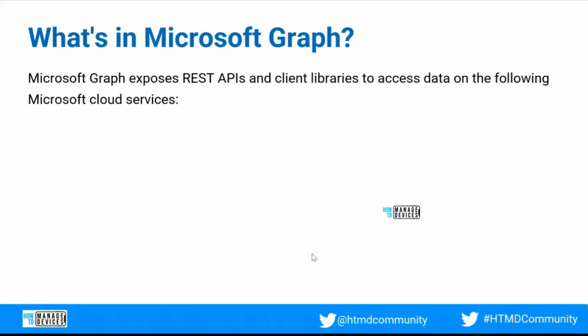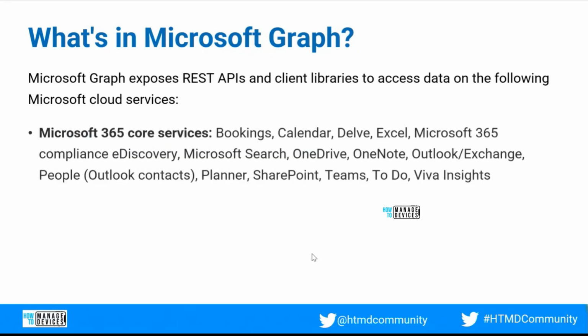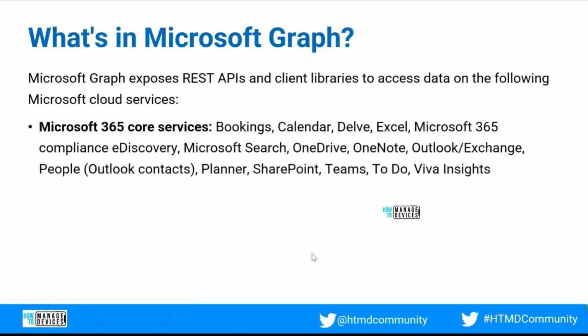All right. So what's inside Microsoft Graph? Microsoft Graph exposes REST API and client libraries to access the following cloud services. What are the cloud services we're going to deal with? The very first one, Microsoft 365 core services. I explained this in the last session, but I'm explaining again because some of you probably have newly joined. When it comes to the M365 core services, you can automate your bookings, your calendar, Excel 365, OneDrive related stuff, SharePoint, Teams, or anything.